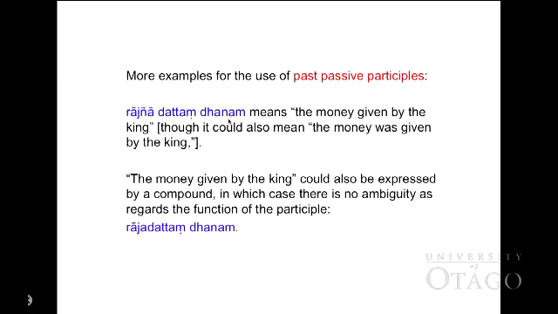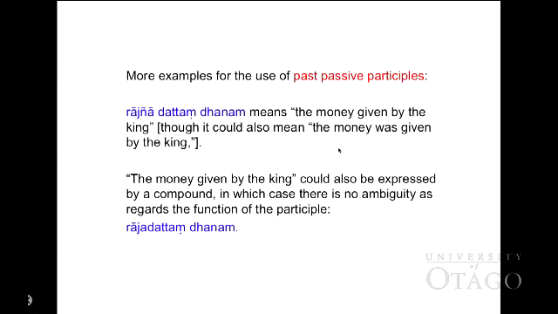Rajña dattam dānam. Rajña is instrumental, singular, masculine. Datta comes from the PPP of the root dā, give. Dattam is given. Dānam, money or wealth. So the money will be rajña dattam dānam, the money given by the king. Though it could also mean the money was given by the king.